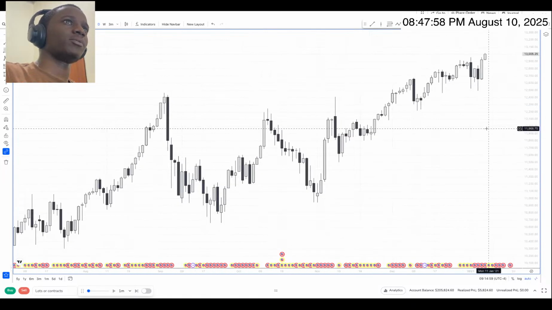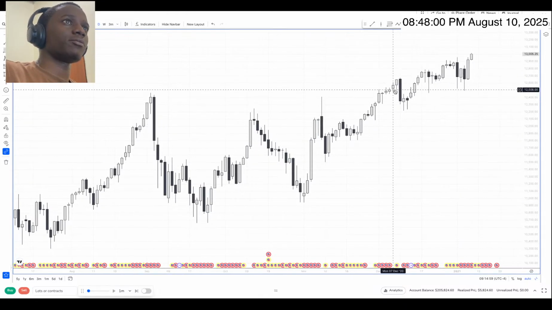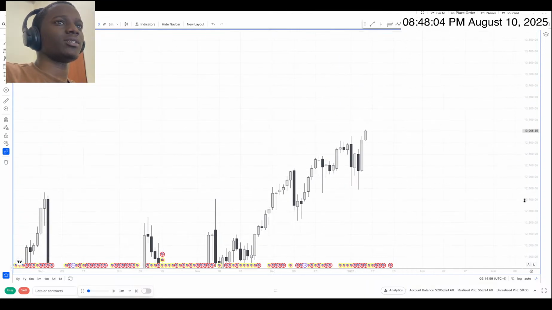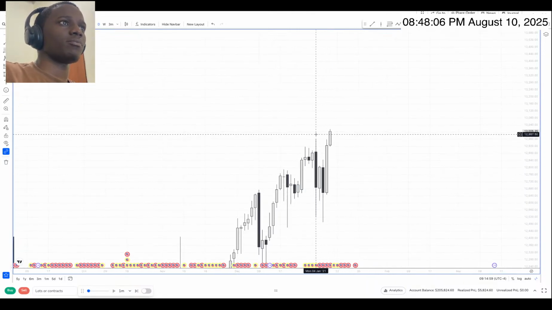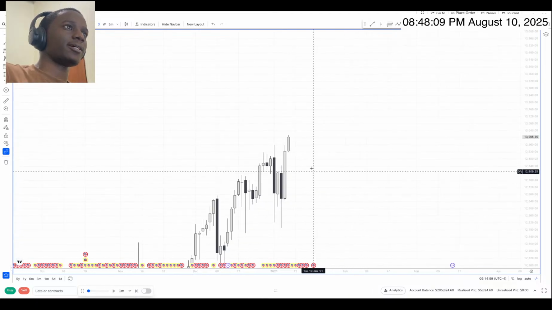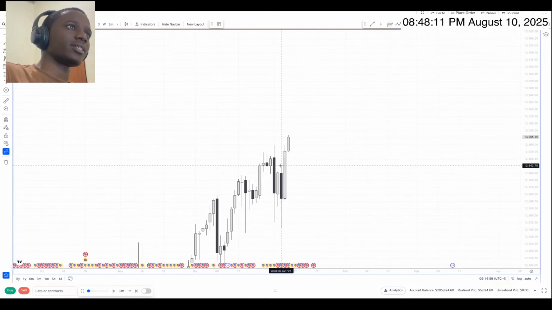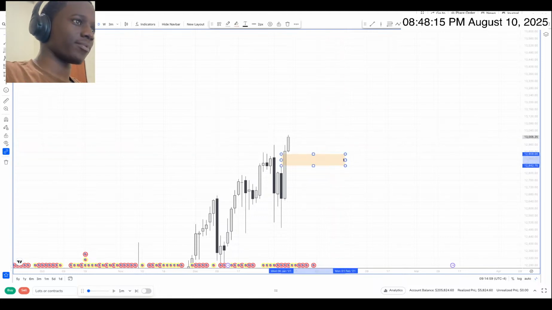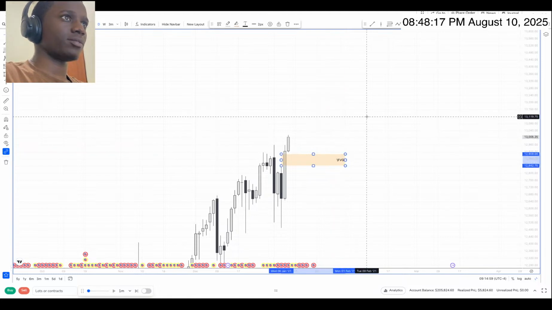First for trend, obviously, break of structure, break of structure, break of structure, break of structure. The sweep is here, break of structure, and as much as I'd like to see this, there is this FVG. Well, I'm liking the way price is looking here.